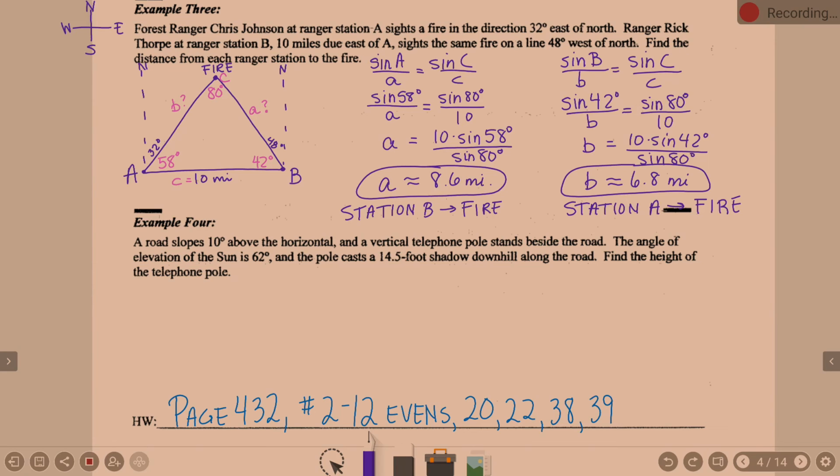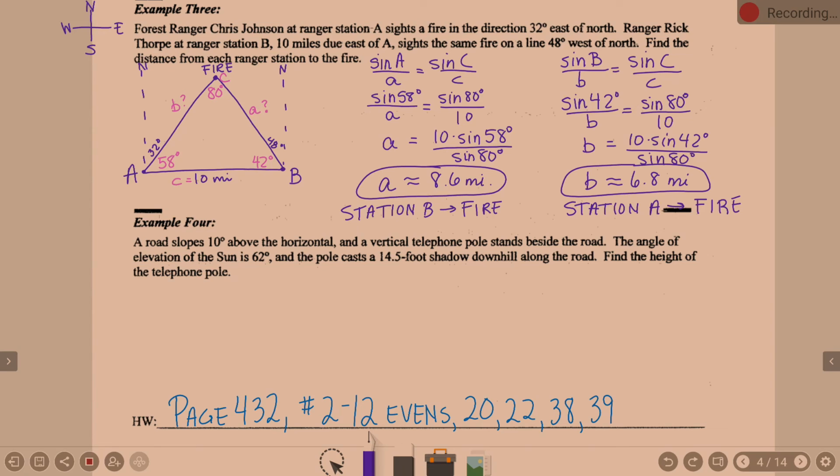So there's your picture up on the screen, on the TV screen. The road slopes 10 degrees above the horizontal. So there's your horizontal. Your road is the solid line. A vertical telephone pole stands beside the road. The angle of elevation of the sun is 62 degrees, so that's 62 degrees coming down from above.